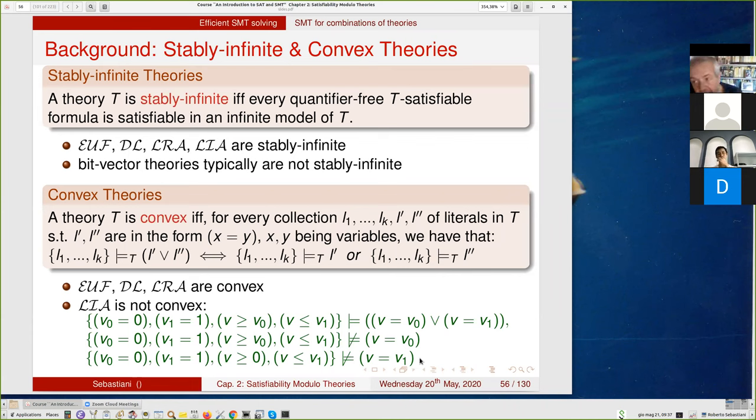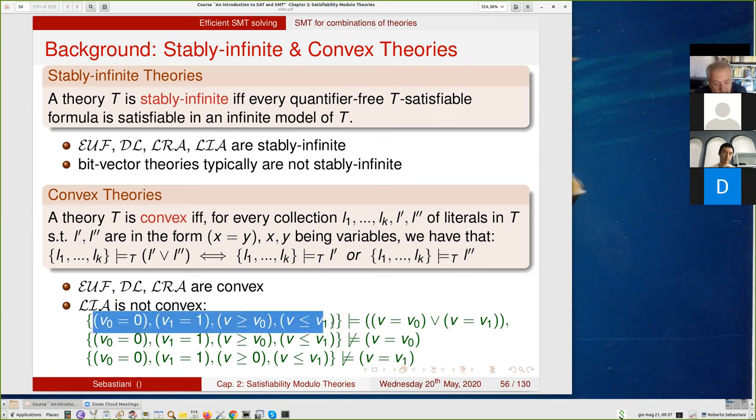So substantially, non-convex theories have an implicit case split, okay? You see this? In order to check this, you should check either the case where v is 1 or the case where v is 0. Okay?